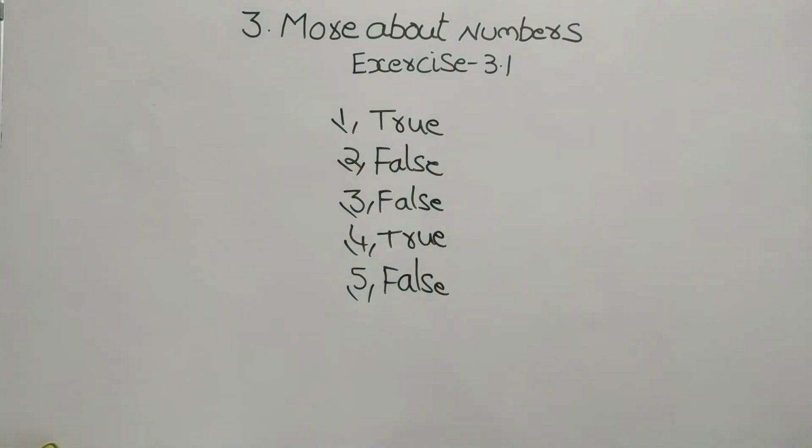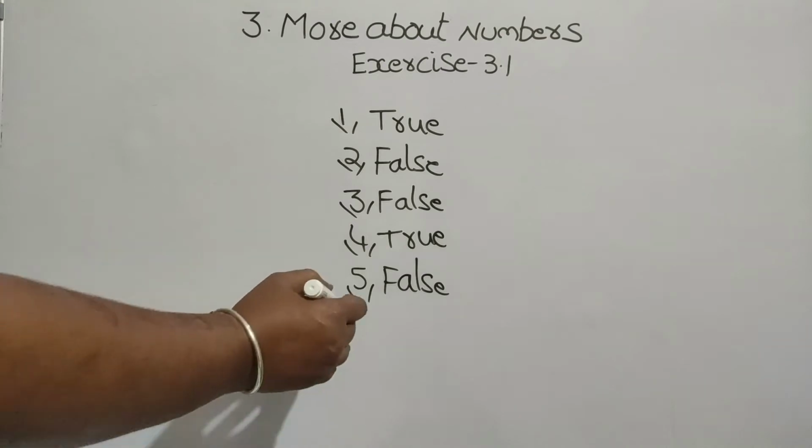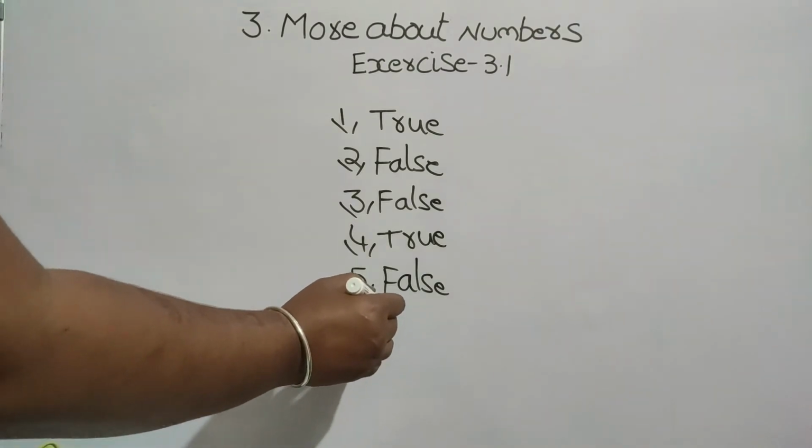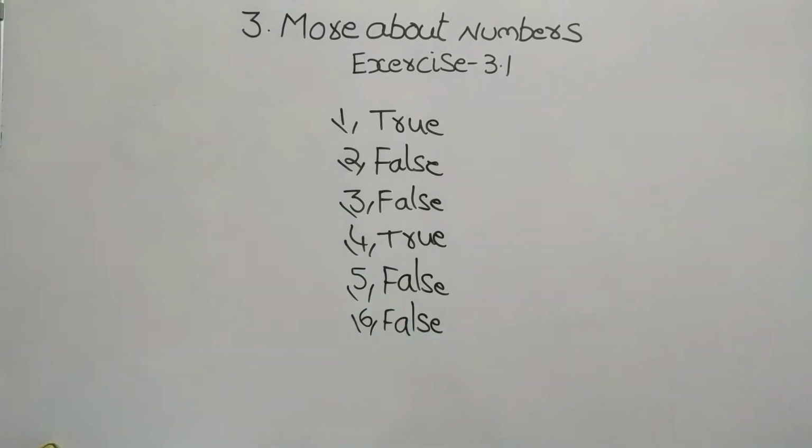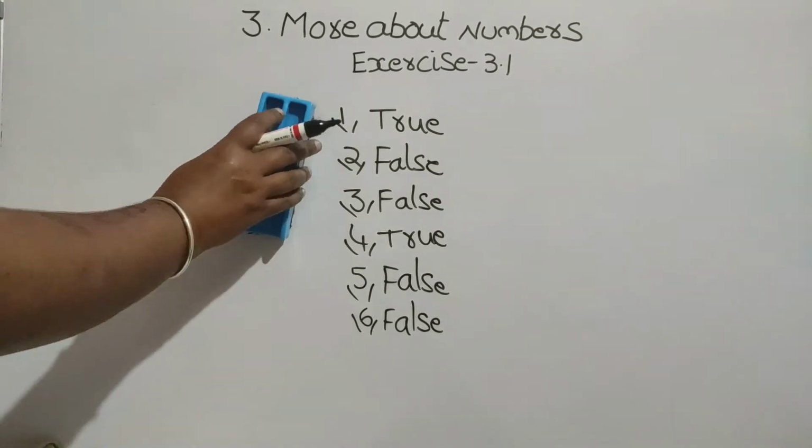One is the smallest prime number. 1 is neither a prime number nor a composite number. So, this statement is also false. 1 is neither a prime number nor a composite number. So, 1 is the smallest prime number is a false statement. This ends the first question of exercise 3.1, more about numbers.